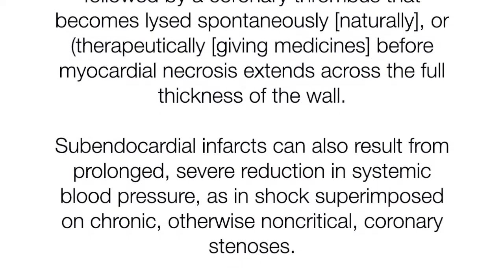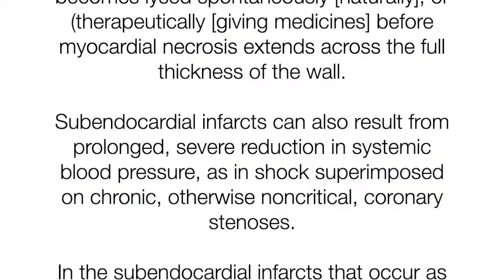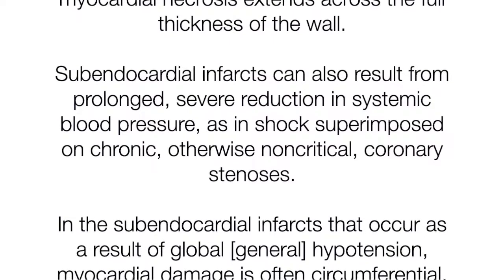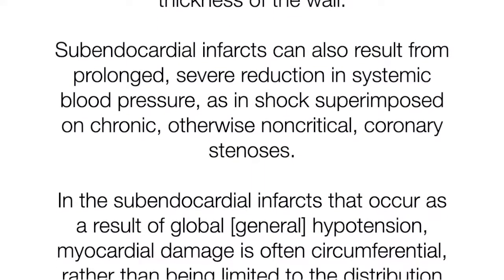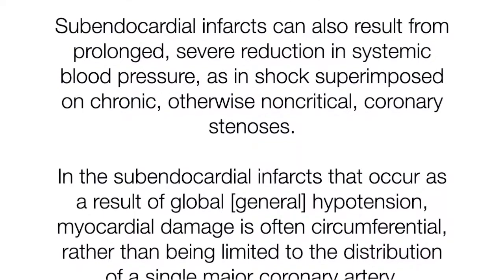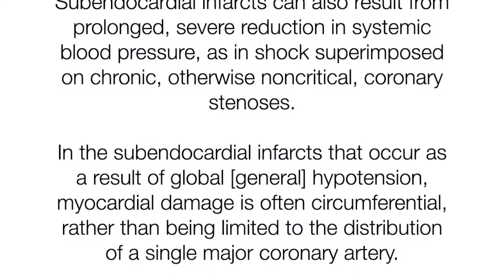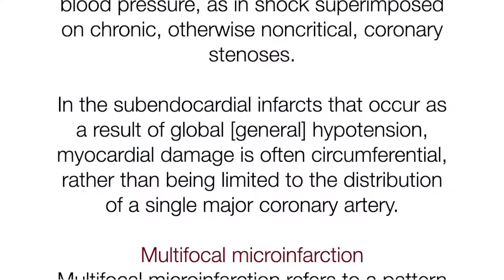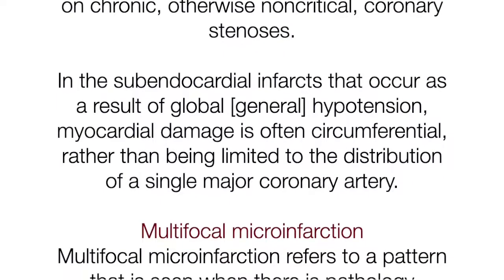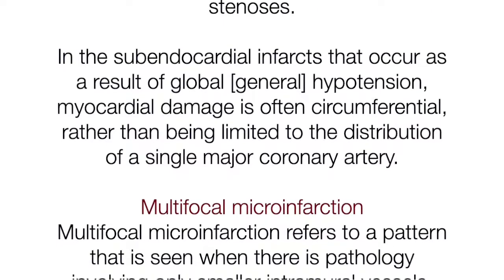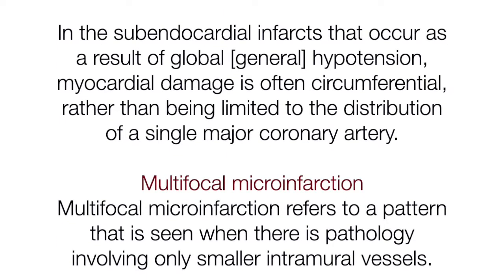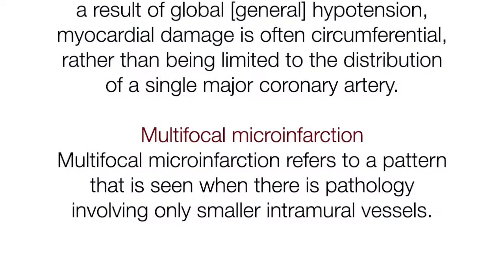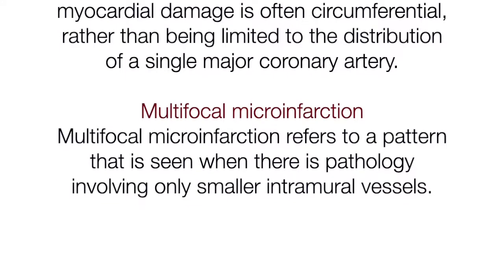Subendocardial infarcts can also result from prolonged severe reduction in systemic blood pressure, as in shock, superimposed on chronic, otherwise non-critical coronary stenosis. In the subendocardial infarcts that occur as a result of global, that is general hypotension, myocardial damage is often circumferential rather than being limited to the distribution of a single major coronary artery.